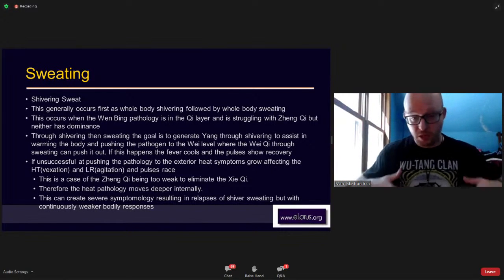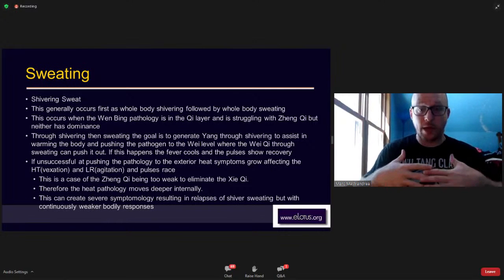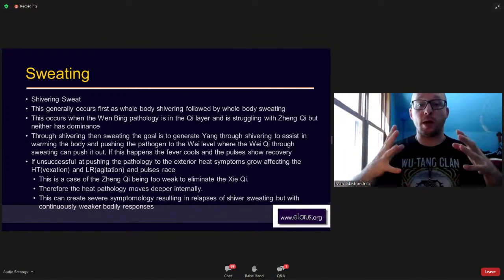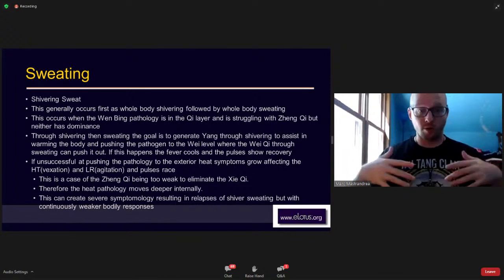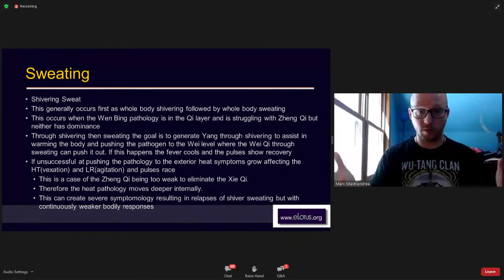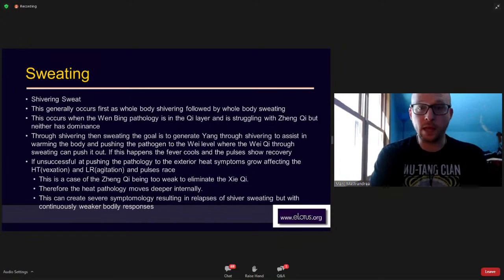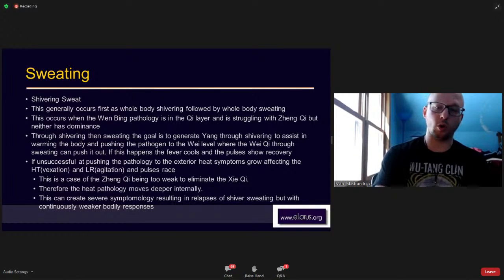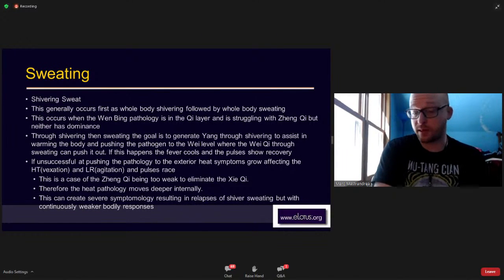So it's an effort to invigorate yang internally, push this pathogen up and out, and then induce sweating, because now the wei qi is able to open the pores and resolve it through the surface of the skin. If this happens successfully, then the fever cools down and the pulses will show recovery.